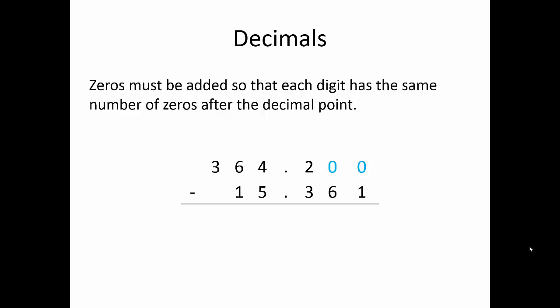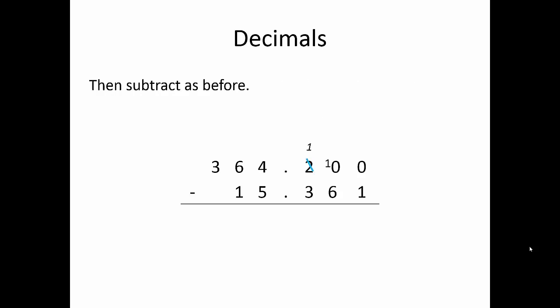Now I can answer as before, starting with the smallest place value. 0 take 1 I can't do, so I borrow from the 2. The 2 becomes 1, and my hundredths place becomes 10. But I need to borrow from there, making that 9, and my original 0, 10. So now I can do the subtraction, starting with my smallest place value, the thousandths place. 10 take 1 is 9. 9 take 6 is 3.